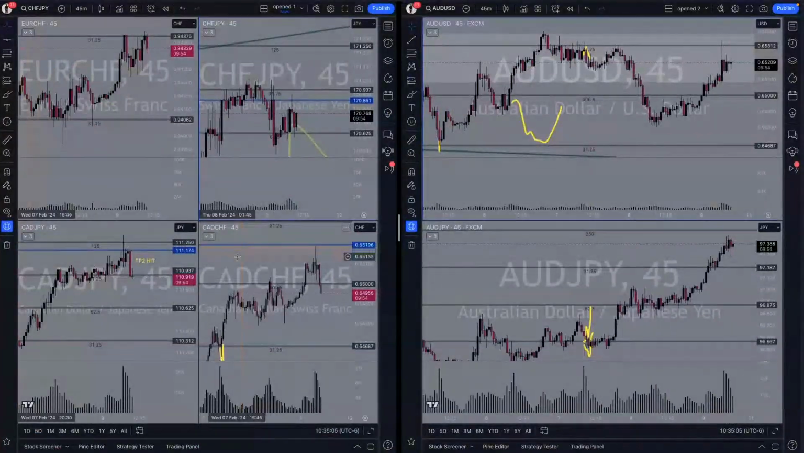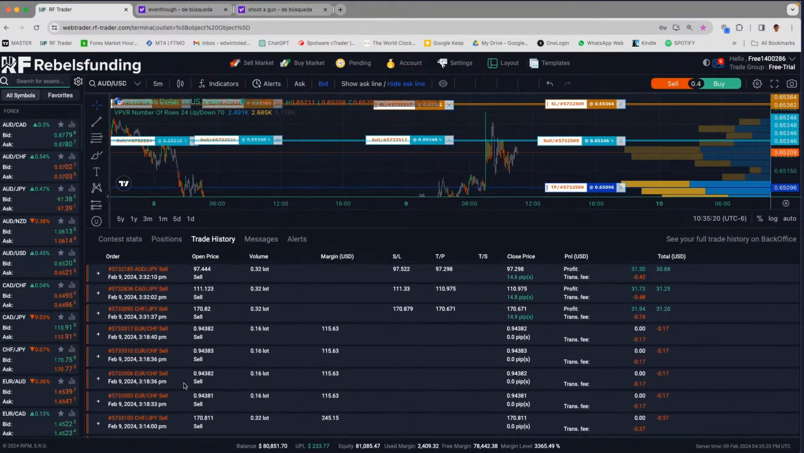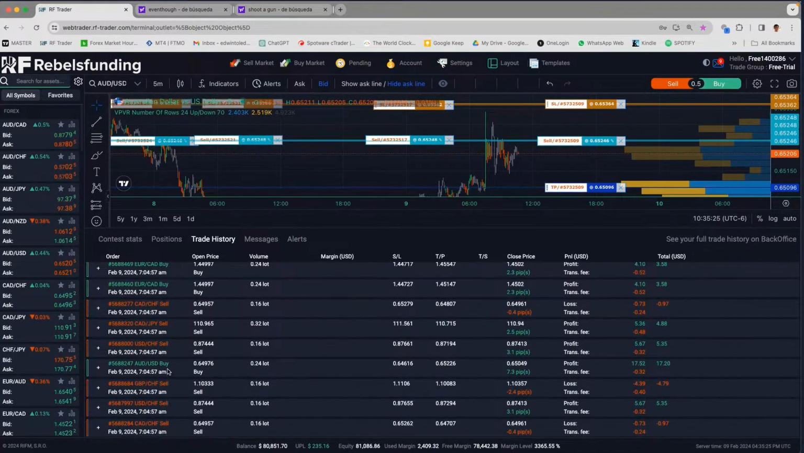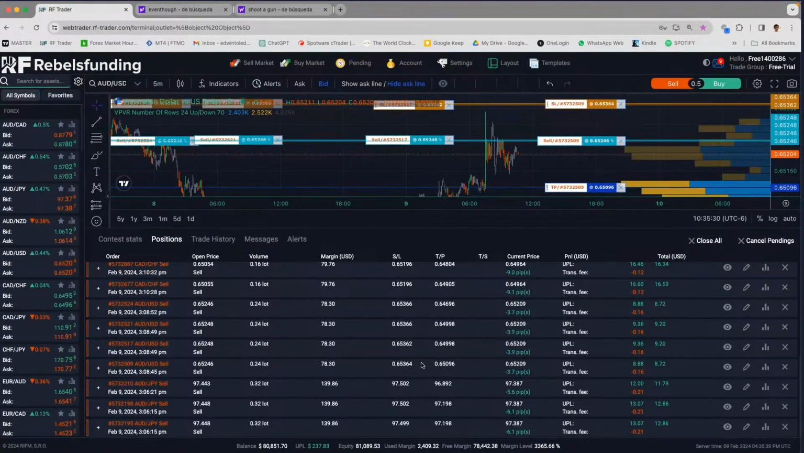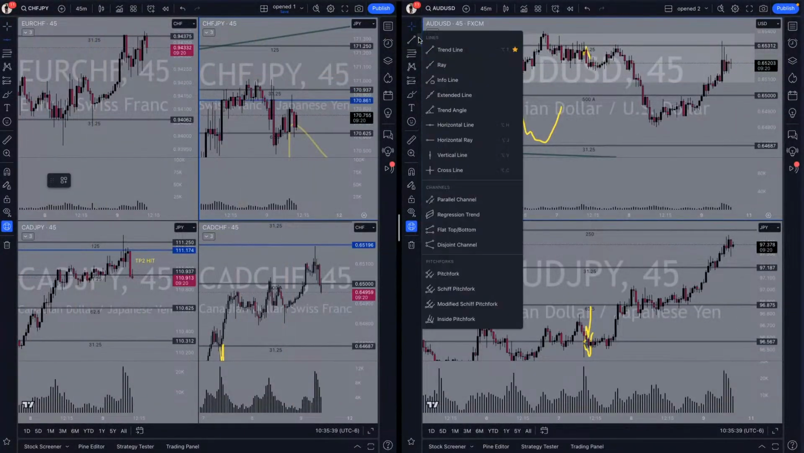It should be Cat CHF. Cat CHF just took profit. I think that's what. No. Okay, AUD USD. The stop loss is at this price. I want to register. I mean this one.